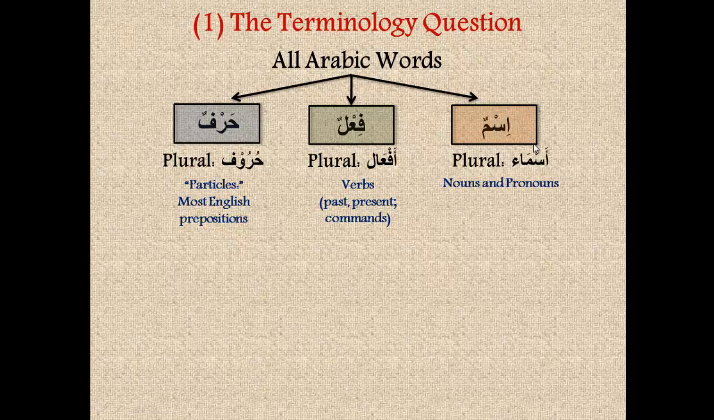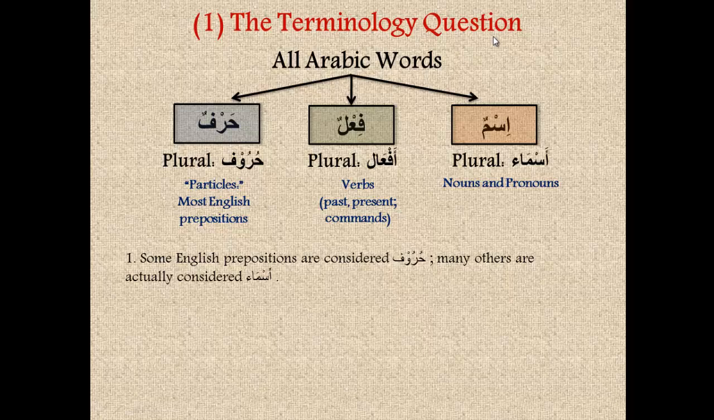So from ism, we have asma', in which we've added an alif and a hamza. From fi'l, we have افعال, in which we've added an alif, and harf becomes huruf, in which we've added a waw. At this point, I want to modify this diagram for you a little bit, and that's because I've made a few small quote-unquote mistakes in lesson number 1. And I want to tell you why I made these mistakes, because this ties in directly with the terminology question, the topic at hand. So number 1, I told you that most English prepositions fall under the category of huruf.